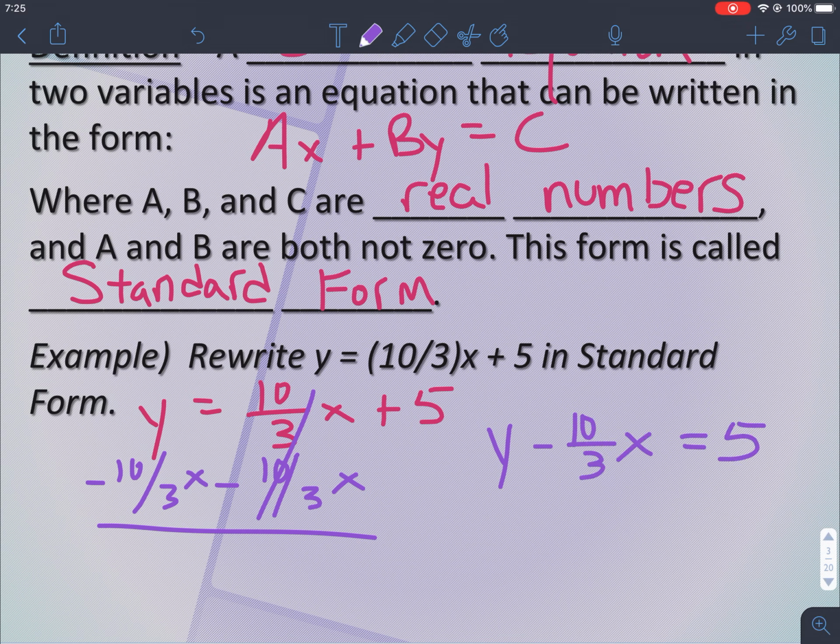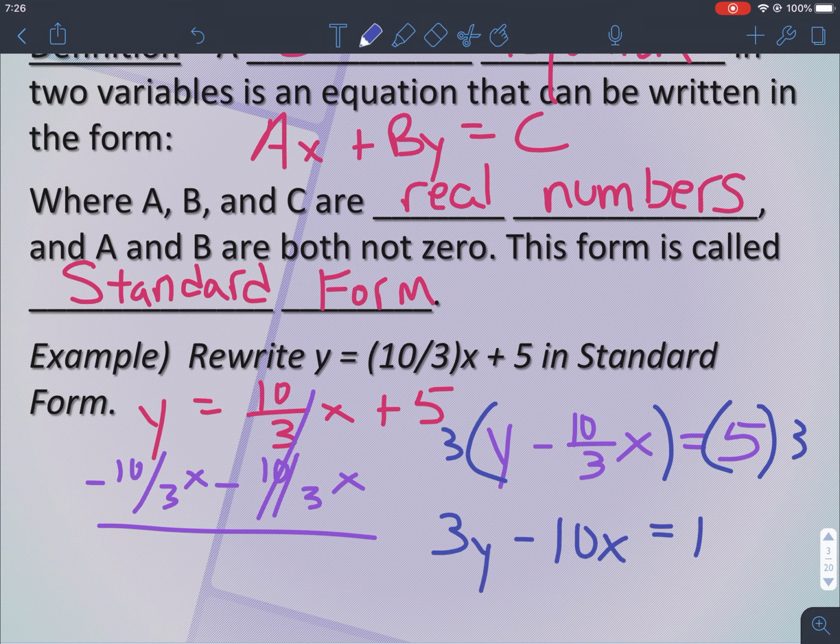Now this is actually in standard form, where the coefficient for the y is 1. We could multiply everything by 3 and get rid of that fraction. And that would be even another way to write it. So 3y minus 10x equals 15.